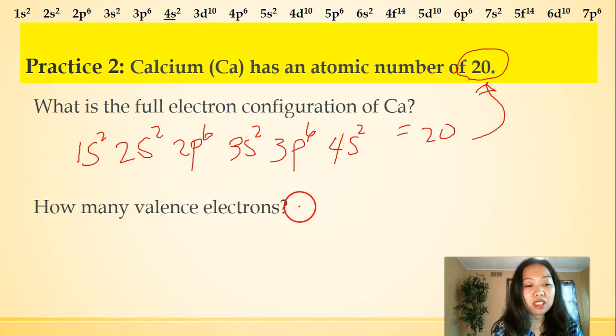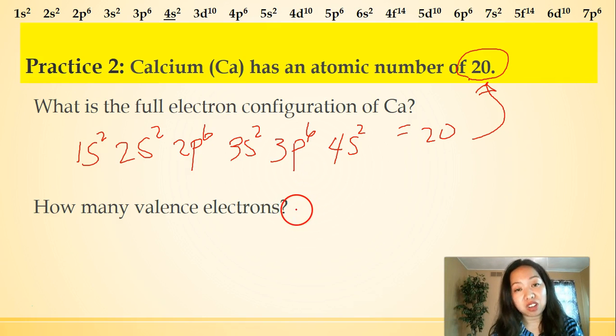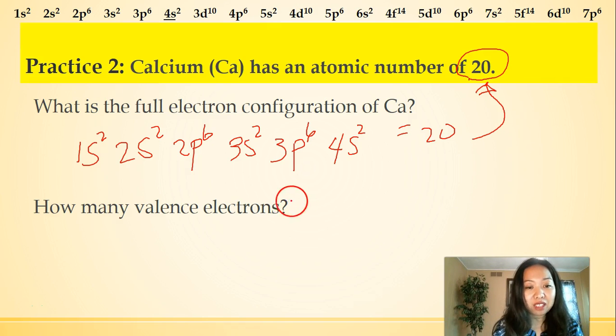Now, how many valence electrons? Valence electrons, again, are the outermost electrons. How many electrons are there in the outermost shell of the calcium atom? We're going to look at the highest energy level, which in this case is 4. This is the highest energy level, and it has 2 electrons. So there are 2 valence electrons in calcium.